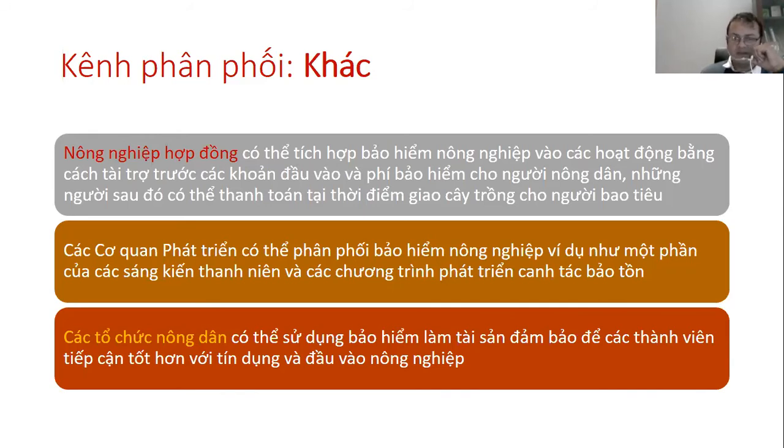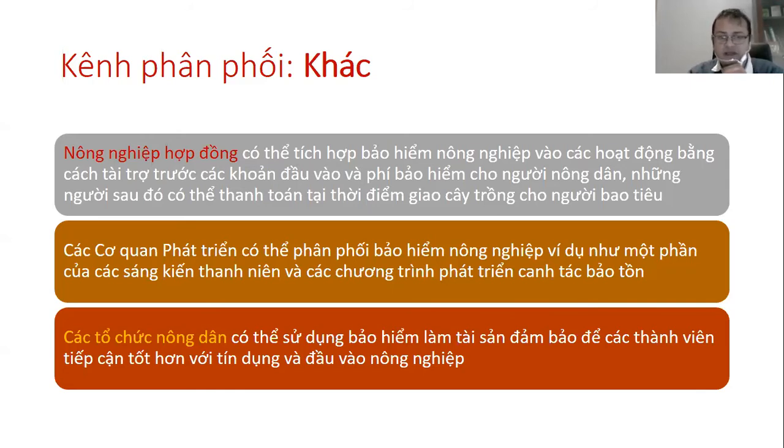Also, development agencies can distribute agriculture insurance as part of different types of programs, such as youth initiatives or conservation farming development programs, other types of development programs. So that can also be quite a key distribution channel. Some of the relevant NGOs working in this sector.